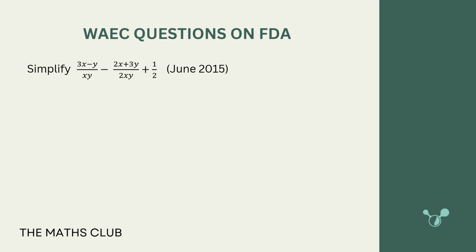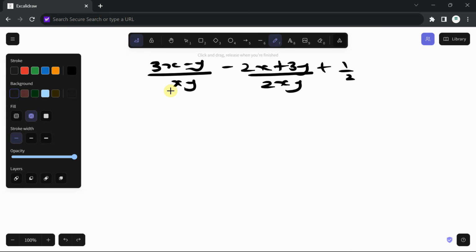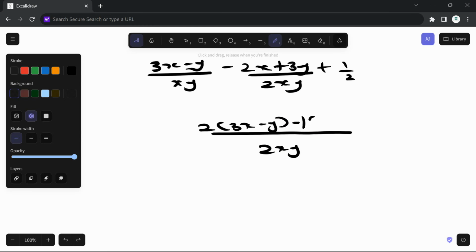Now this question says evaluate (3x minus y) over xy minus (2x plus 3y) all over 2xy plus 1 over 2. Yeah, so when I see this question, I see xy, I see xy, I see 2, I see 2. So I already know that the LCM is going to be 2xy. 2xy divided by xy is 2. So that will be 2 open brackets 3x minus y, minus 2xy divided by 2xy, that is minus 1 open brackets 2x plus 3y, then 2xy divided by 2, so that will be plus xy open brackets 1, right?